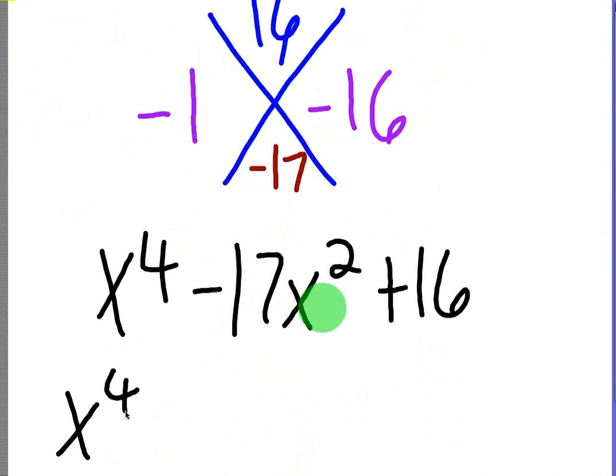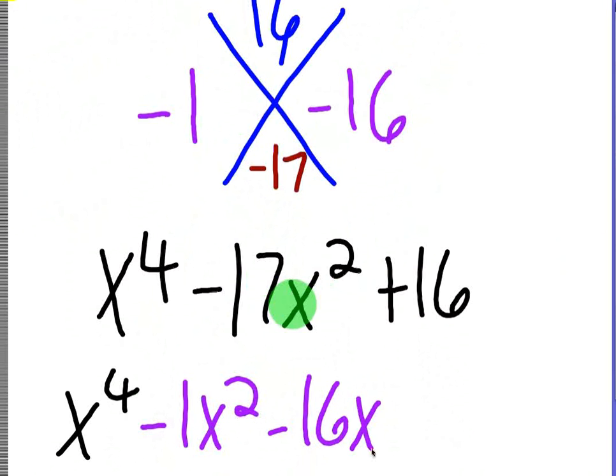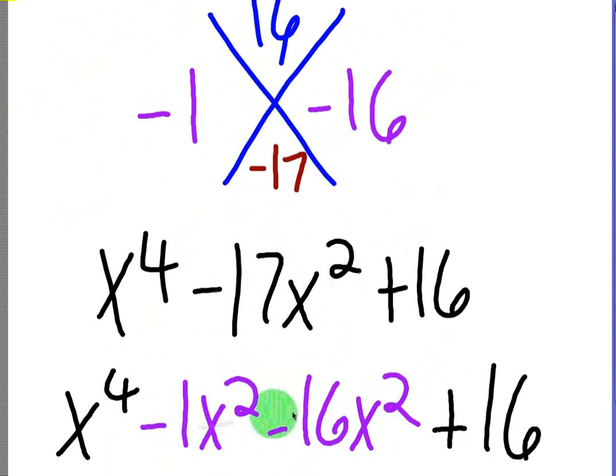Okay, so I'm going to take these two numbers, and I'm going to break down this minus 17x squared, only it's going to be minus 1x squared, not just x, minus 16x squared. The power has to be the same. In other words, when I break this thing down, it has to be the same as this power right here. Okay, and then from there, it's just the same.